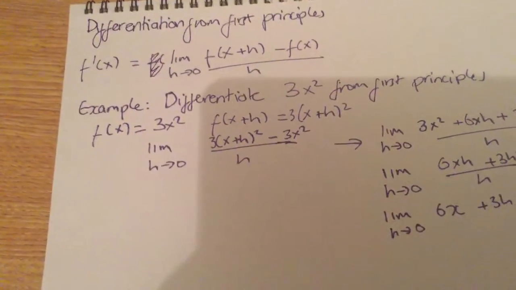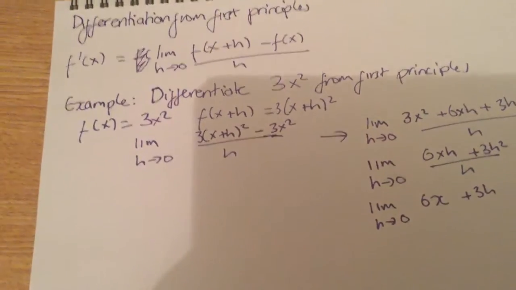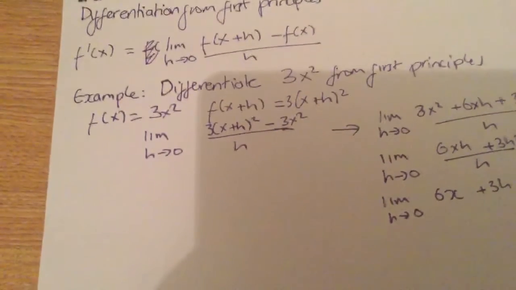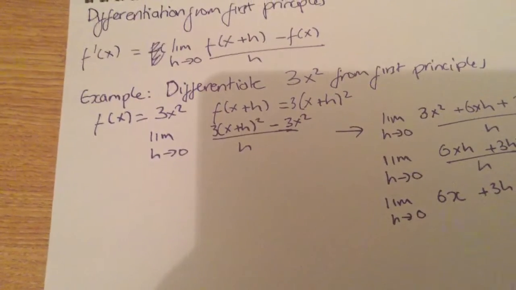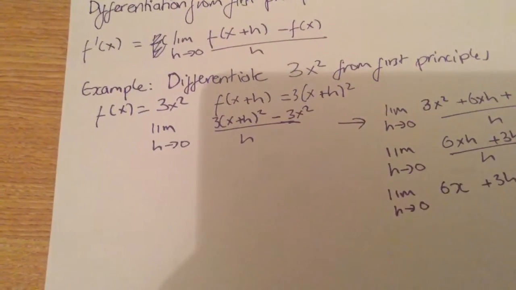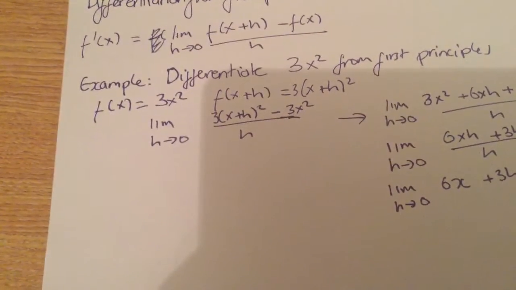So the example we're running is differentiating 3x squared from first principles. How are we going to do that? We're first going to identify the thing we're differentiating as f of x, and we're then going to work out what f of x plus h is. The way we get f of x plus h from f of x is we simply replace x with x plus h throughout. So here, not particularly difficult, replace the x with x plus h. Not hugely difficult, as I said.